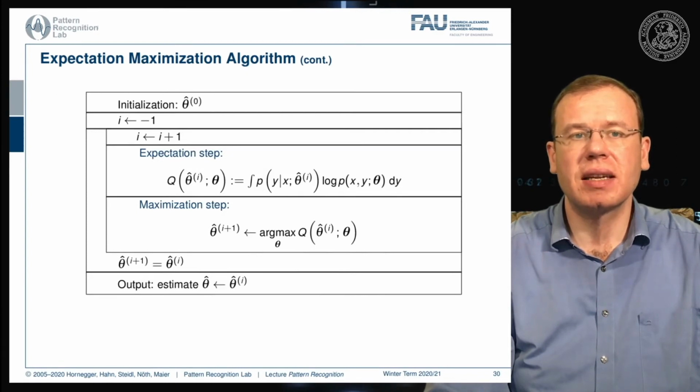So the algorithm that then emerges from this is that you start with some initialization of our parameters theta, and then we set the iteration index, and we start with the expectation step, where we compute the Q function as the integral over the probability of y given x and our old parameter set times the logarithm of p of x and y given theta. Then we compute the maximization step, where we compute the update for our parameter theta i plus 1 as the maximization over the Q function with respect to theta. Once we did that, we can update and iterate until we get a final estimate when the change in the parameter vector is only small.